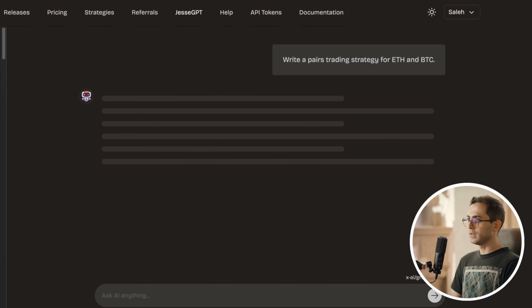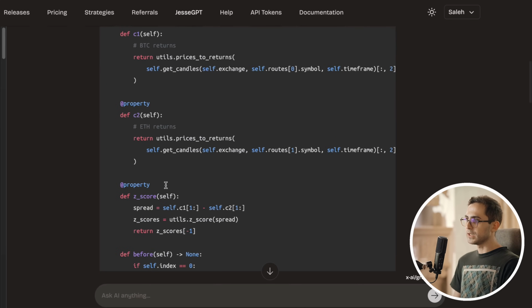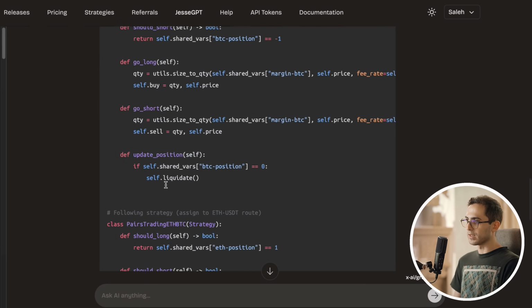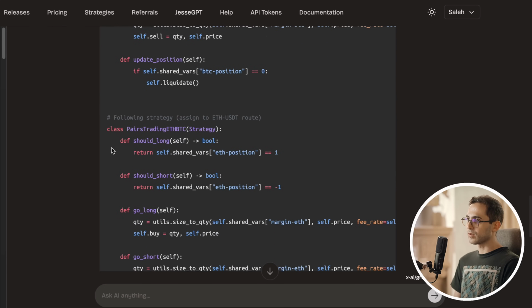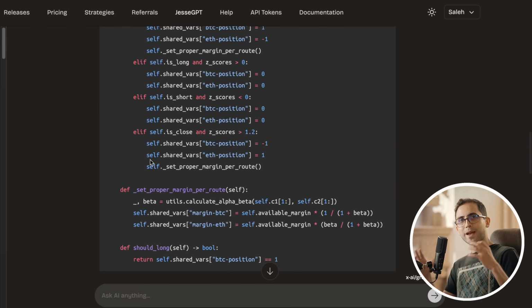And last but not least, write a pairs trading strategy for ETH and BTC. All right, so for this one, it's supposed to give us 2 strategies, and it did do that. So you see, we have one master strategy, which is guiding all the other routes, and then we have follower strategies.